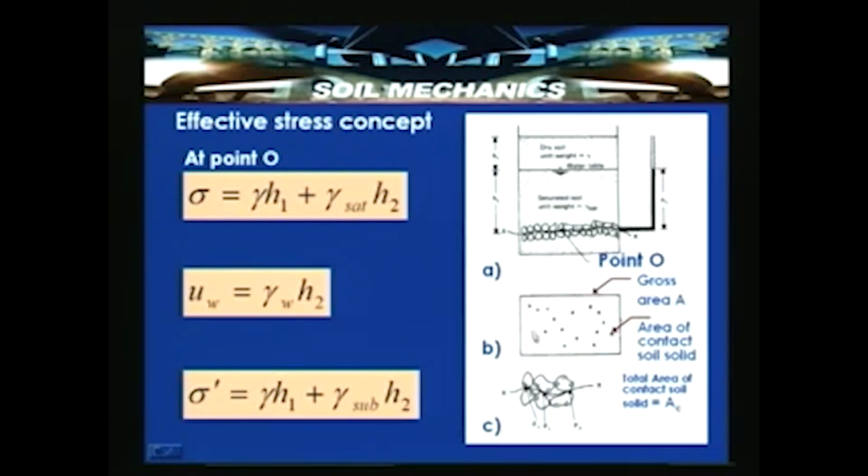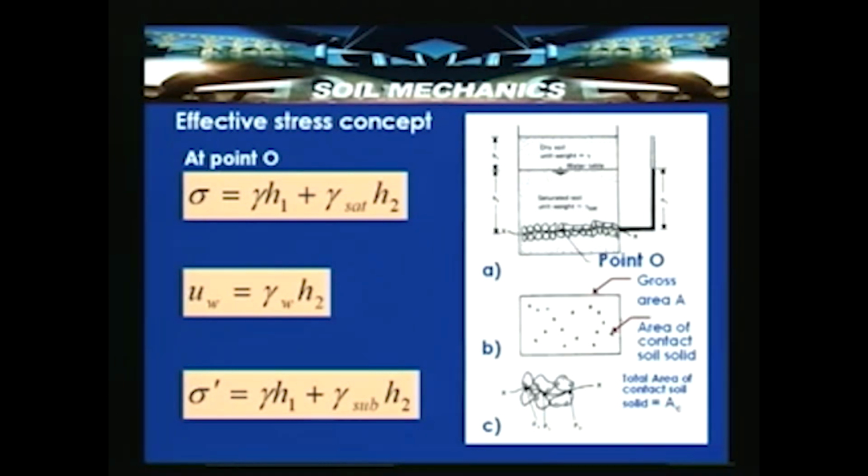Here, this is the total imaginary area passing through the plane XX, perpendicular to the application of the stress resulting from the overburden. The area of the contact soil solid is somewhere here, and the total area of the contact soil solid is AC. So, A minus AC, that is nothing but AW, is taken over by water, which is filled with water.